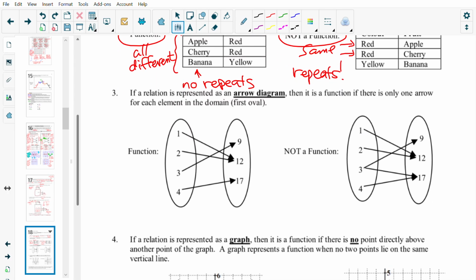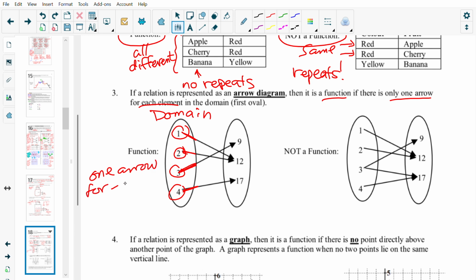Number 3, if a relation is represented as an arrow diagram, then it is a function if there's only one arrow for each element in the domain. So the left side of an arrow diagram is the domain. One arrow, one arrow, one arrow, one arrow. One arrow for each element of domain. Another way to say this is no repeats.